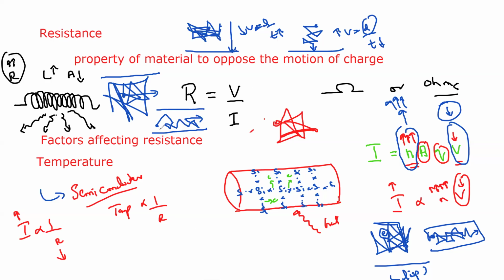So for semiconductors, when you increase the temperature, the resistance will decrease. But for conductors, when you increase the temperature, the resistance will increase. For an insulator, there is no effect of temperature. If you increase or decrease the temperature, it won't affect the resistance. Theoretically, practically, there will be a temperature at which even glass, though it is an insulator, starts to conduct electricity.